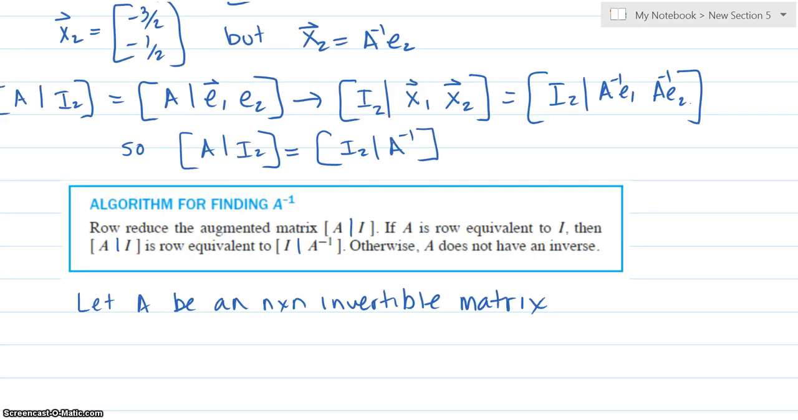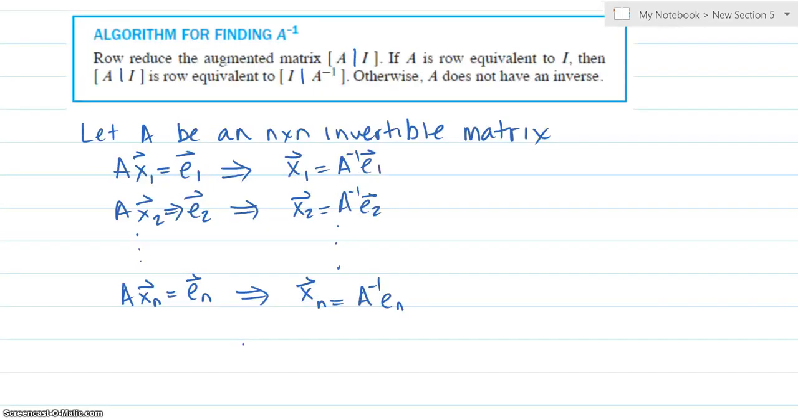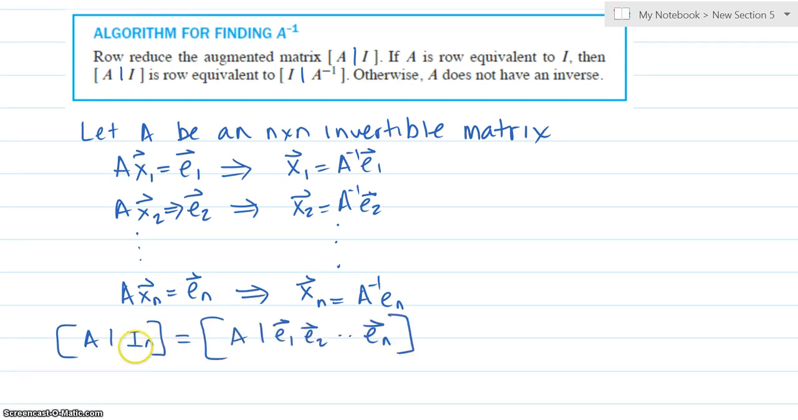So if you want to show this in general, I'm going to just let A be an n by n invertible matrix. And we're just going to apply theorem 5 to each column of our identity matrix, do it in parts. So solving for x1, solving for x2, and so forth. And then we're going to look at A|I. We can call it In if you want. So In is just E1, E2, up to En. Then we're going to row reduce it, get that to be an In. So then this would just be x1, x2, up to xn.